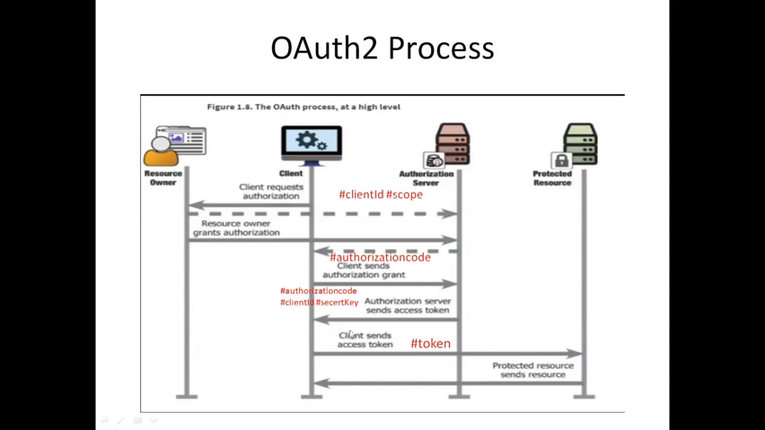After getting the token, the client will not use the client ID and secret key. He will use the token and get the resource. He gives the token to the protected resource and gets the APIs he has access to.